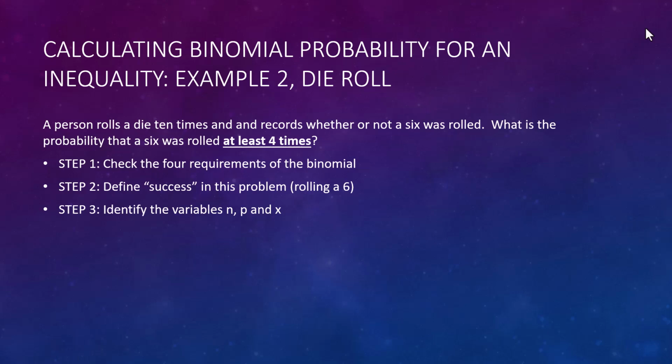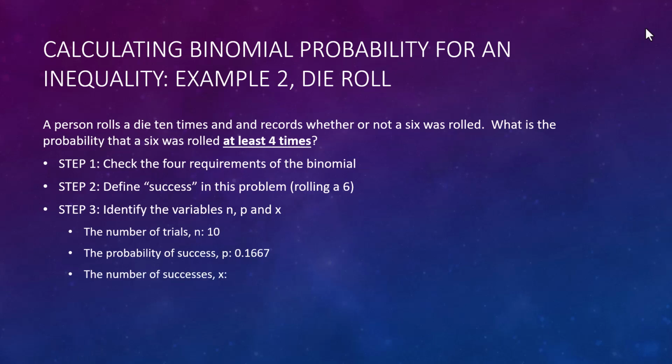Now we want to identify the variables n, p, and x. So n is the number of trials, which is 10. The probability of success in this case is 1 over 6, or 0.1667. The number of successes here, it says at least 4 times. So try to pause this video and write down the inequality, and then see if you are correct.